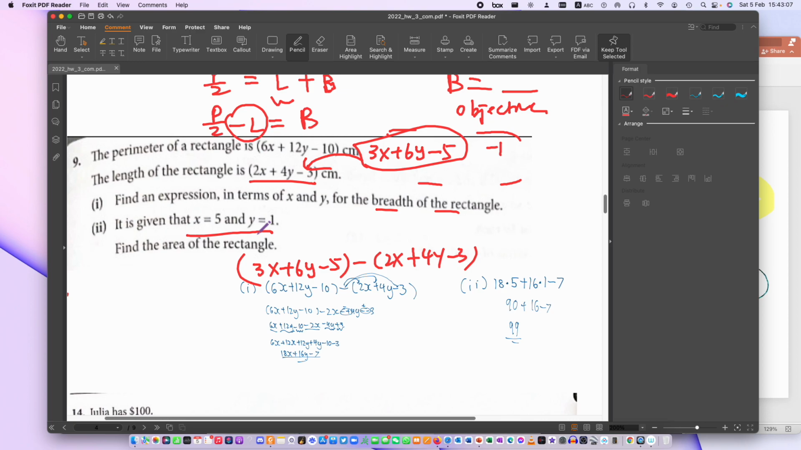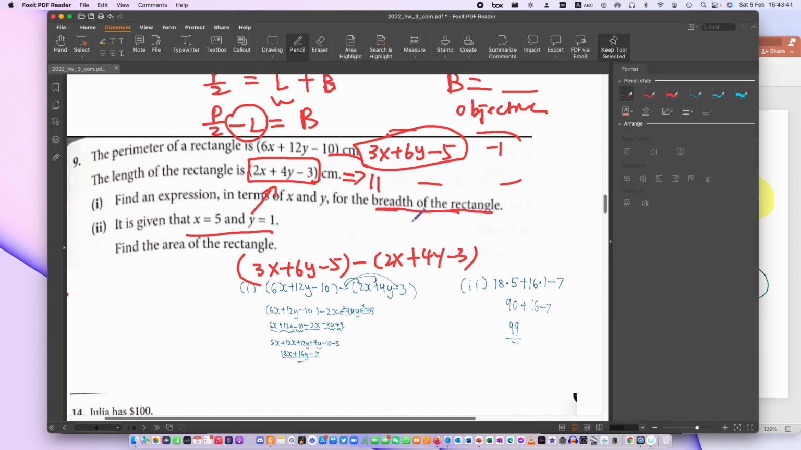Hold on. Let me ask you, what is the length first? This is the length, right? So what is the length if you sub in? Because they tell you now x equals 5, right? y equals 1, right? So what is the length? 10 plus 4 minus 3. Okay, so what's the length? 11.